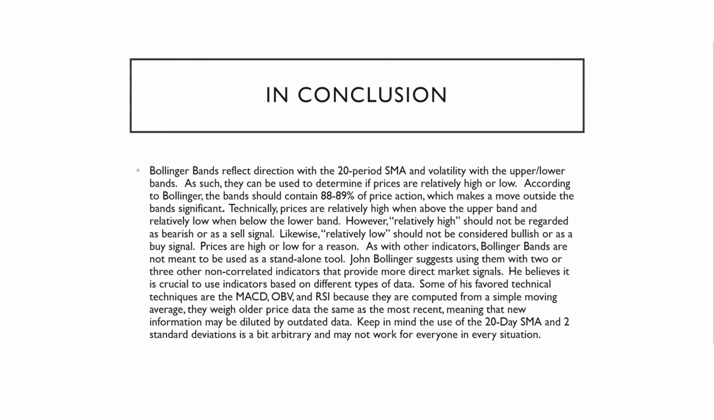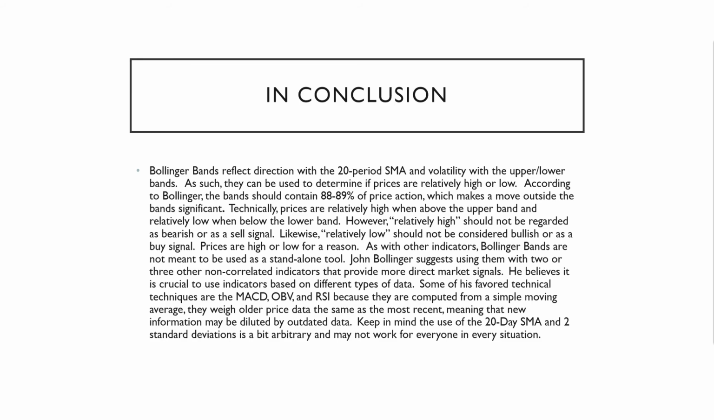So in conclusion, Bollinger Bands reflect direction with the 20-period simple moving average and volatility with the upper and lower bands. As such, they can be used to determine if prices are relatively high or low. According to Bollinger, the bands should contain 88 to 89% of price action, which makes a move outside the band significant. Technically, prices are relatively high when above the upper band and relatively low when below the lower band.